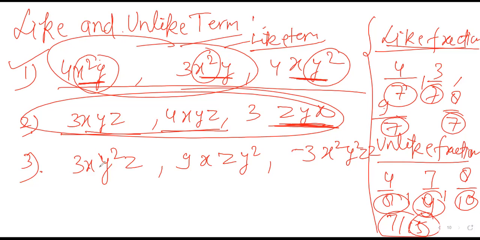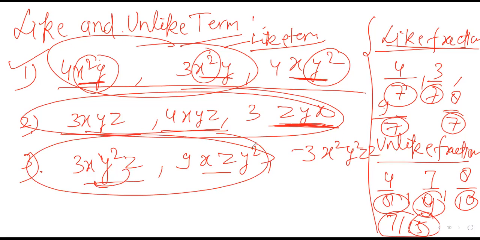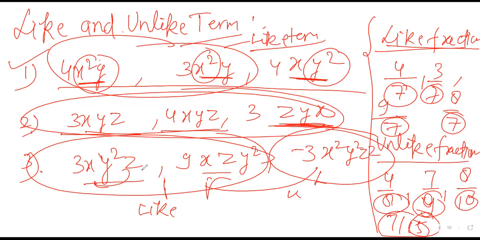Look at it, x y square z, x z y square, z will come here in this term. So order is not important, I told you. So both are like terms. Look at y square x z, both are like. But if I talk about this one, it is not a like term to these. So this one is an unlike term with respect to this one. So these are the concepts with respect to like and unlike terms.